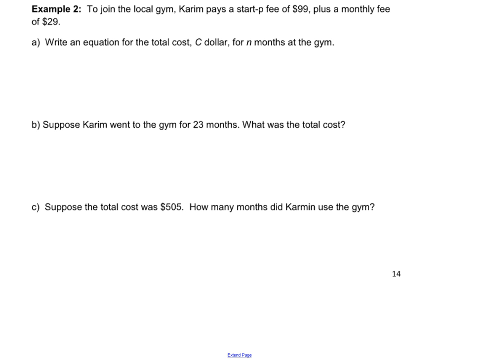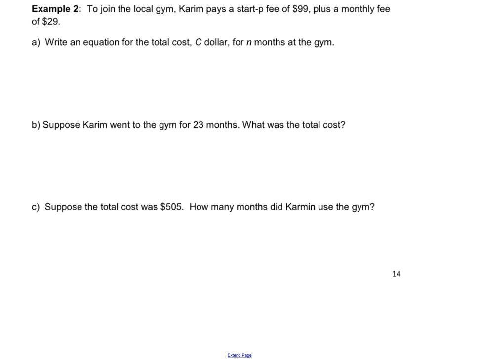So example number 2 says, to join the local gym, Carmen pays a startup fee, so P, of $99 plus a monthly fee of $29. It says write an equation for the total cost. So C for dollars, N for months at the gym. So my total cost is going to be C.